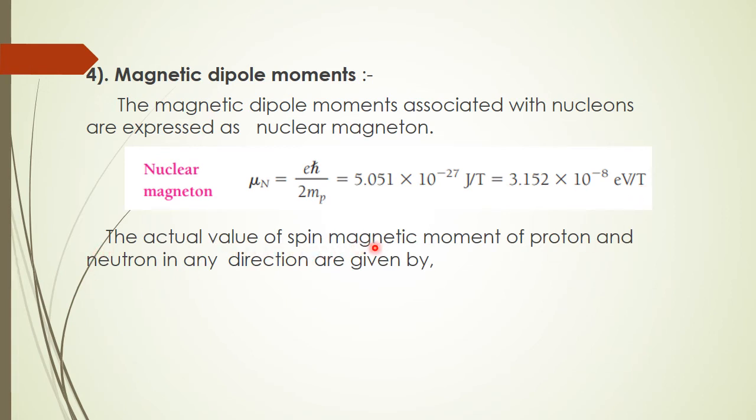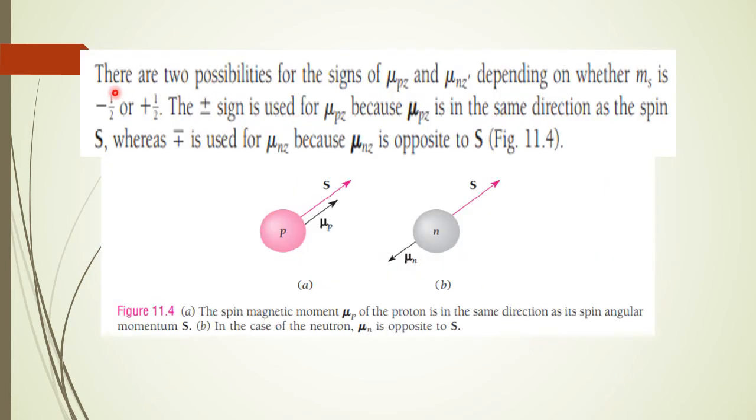The actual value of spin magnetic moment of proton and neutron, when we specify the direction: the proton has a magnetic moment μpz, where z is the direction in which we are specifying the magnetic moment. μpz is equal to ±2.793 μn, and the magnetic moment of neutron in the z direction is ∓1.913 μn. So there are two possibilities for the signs of μpz and μnz, depending on whether ms is minus half or plus half.